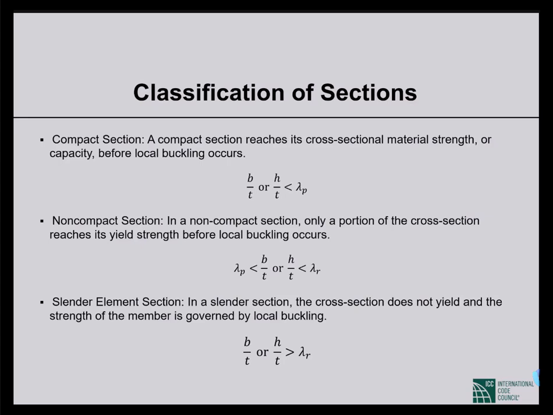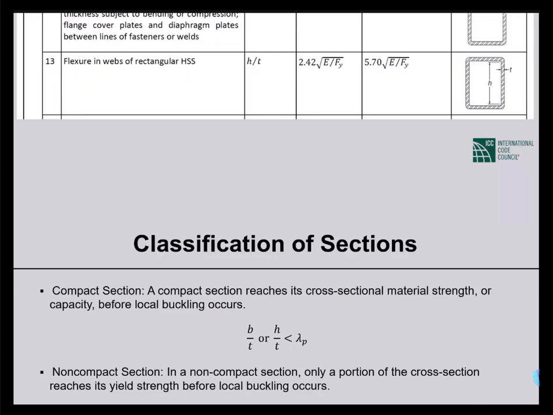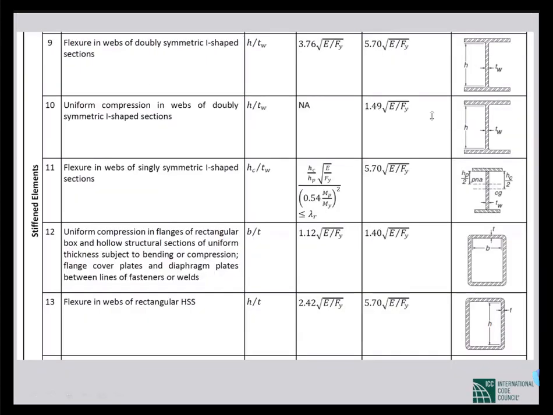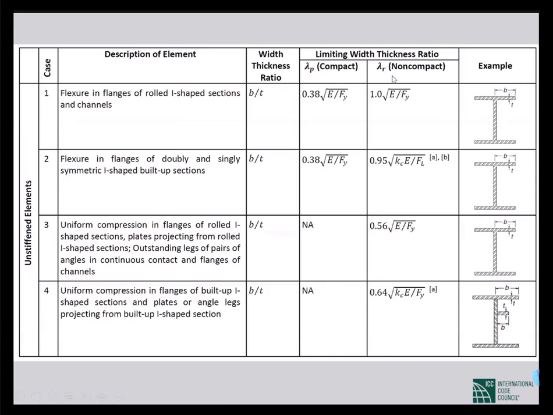First of all, let's see that there are two types of limits. One is lambda p and another is lambda r. We'll compare these slenderness ratios with thickness ratios, b by t or h by tw, whatever is written, and how they're defined is shown here. We'll compare with lambda p and lambda r. Now it is very easy.